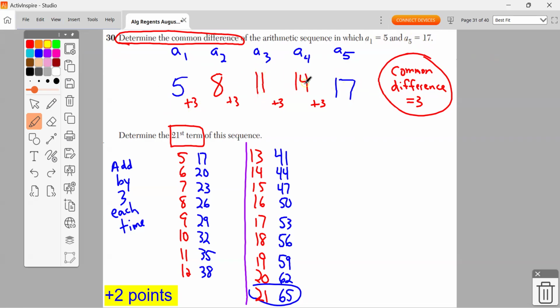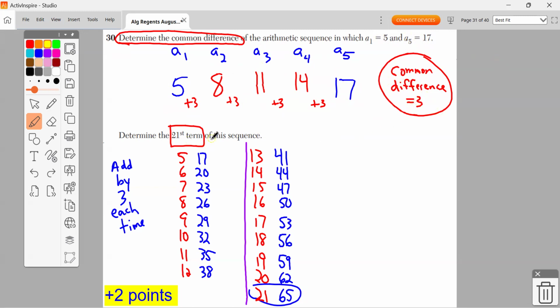You have 3 different terms in the middle of it. Well, I figured out that I'm going to add by 3, add by 3, add by 3, add by 3 to get from the first term to that 5th term. So that means my common difference is 3. That gets you 1 point.